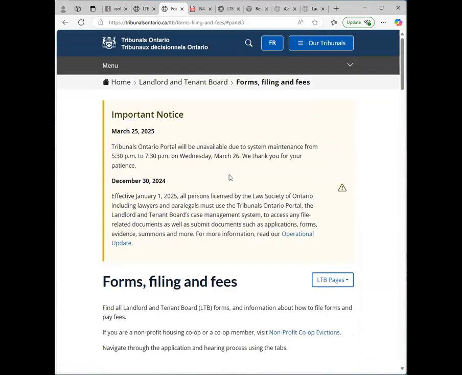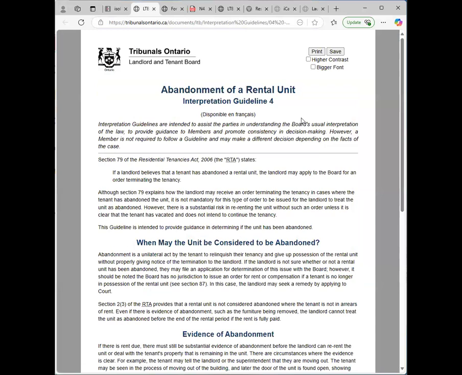And then it explains the whole thing, which is pretty incredible. Okay, let's do the last bit about abandonment of a rental unit. This is all abandonment of personal property. When the unit may be considered abandoned, how do you know it's abandoned? And so it talks about that.